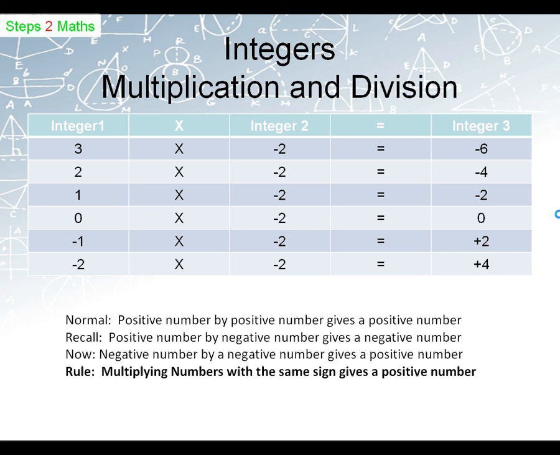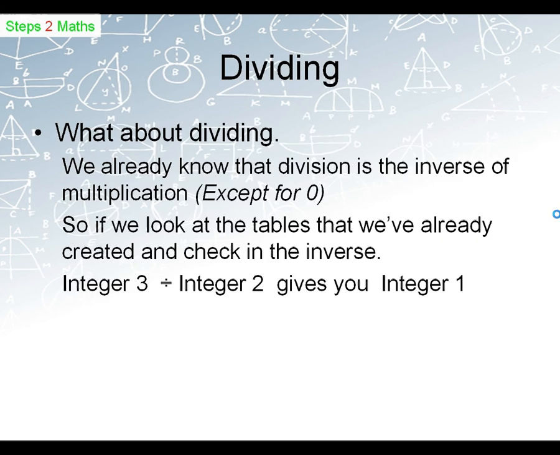So we already knew a positive by a positive gives a positive. That's just normal. If you remember from the last slide, we saw that a positive by a negative gives a negative. And now in this slide, we see that a negative by a negative gives a positive. So now we know everything we need to know. If you multiply numbers with the same sign, you get a positive number. If you multiply numbers with a different sign, you get a negative number.